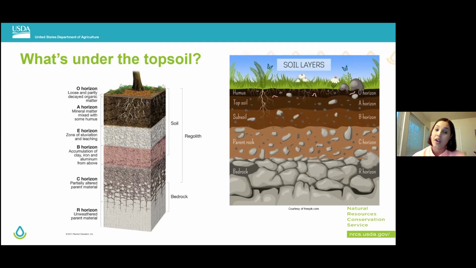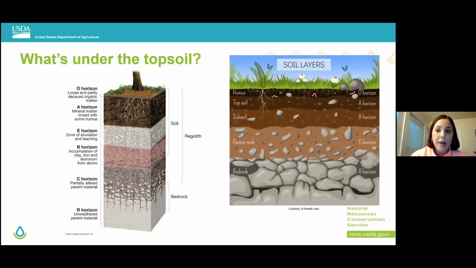We do have a lot of layers. We have horizons. So horizons are the result of those interactions between organic matter, parent material, and the different processes. And we do have what we call topsoil, which is comprised basically by the A horizon. But underneath, we have the subsoil and then the parent rock. So we call those major horizons O, A, E, B, C, and R.